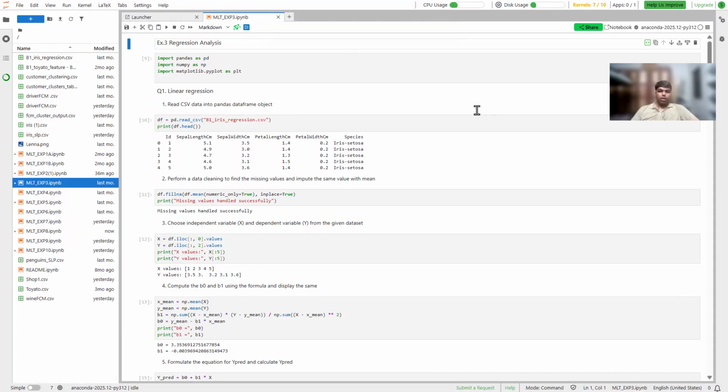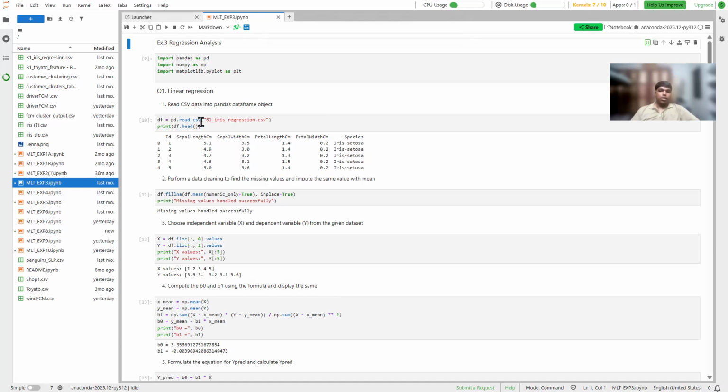So in this experiment, I am implementing simple linear regression and multiple linear regression using Python. First, we are reading and handling the missing values. Before building any model, we must have clean data so that missing values can be handled. We can replace them using mean imputation.